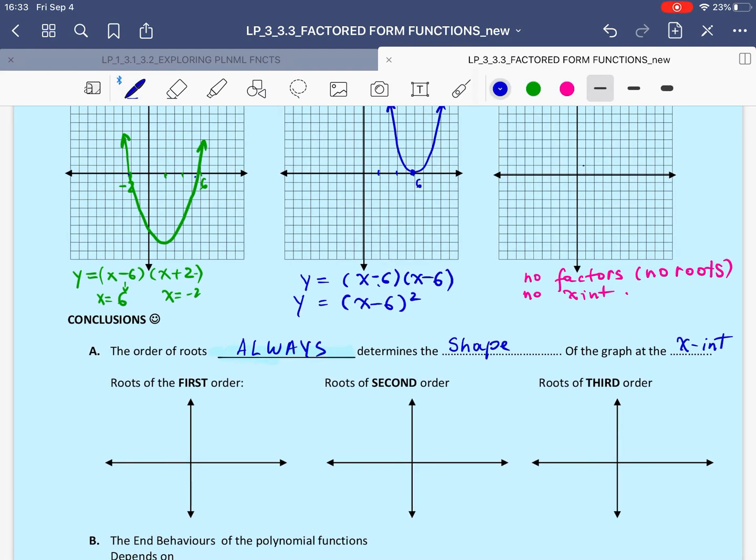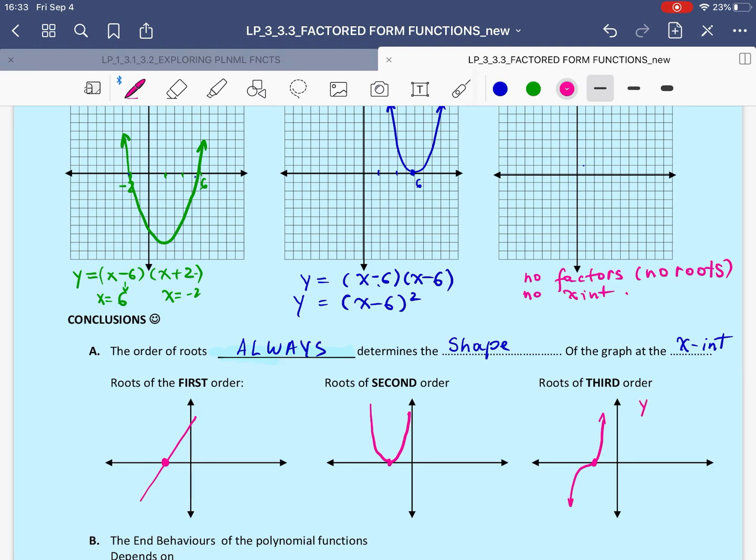So for the roots of first order, we'll be seeing graphs that just get through the x-intercept. Second order, the graphs make a turning point at the x-intercept. And roots of third order, the graphs will have an S shape at the x-intercept.